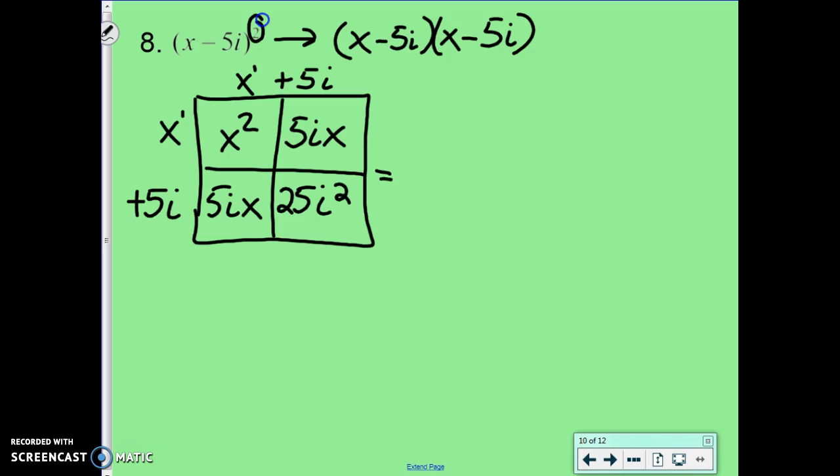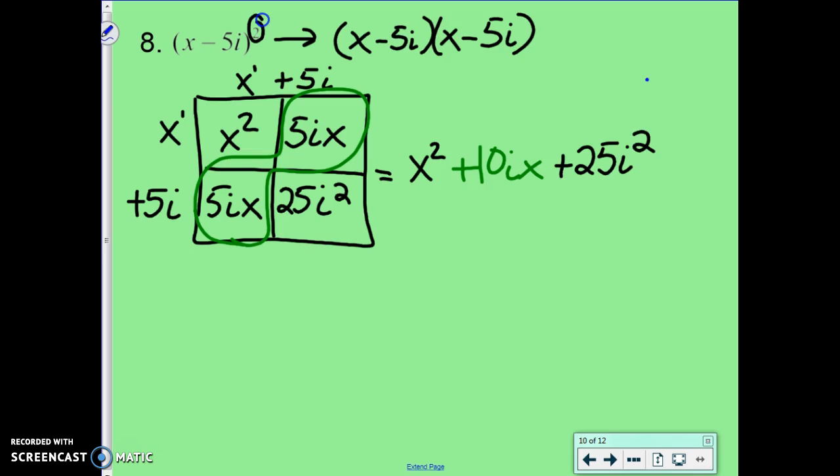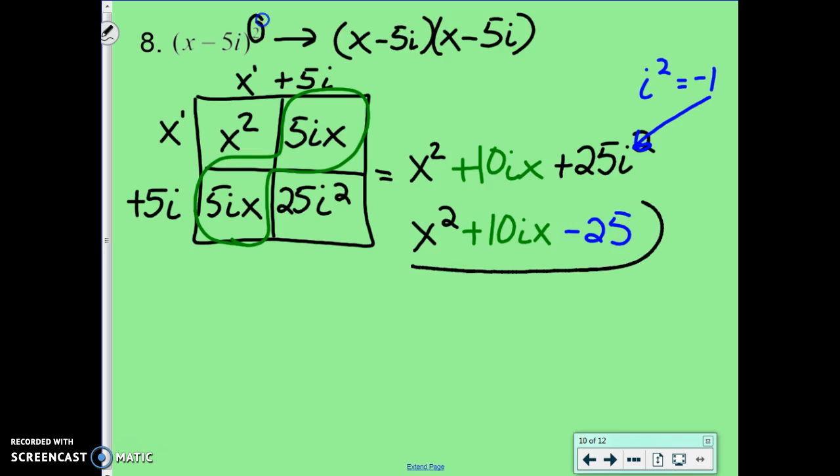I then go ahead and add everything together, including my like terms again on the diagonals. And I end with x squared plus 10ix plus 25i squared. I remember that i squared is equal to negative 1. Replace that there, and I have x squared plus 10ix minus 25. There's nothing else I can combine there. Those are all unlike terms, and so that would be my answer.